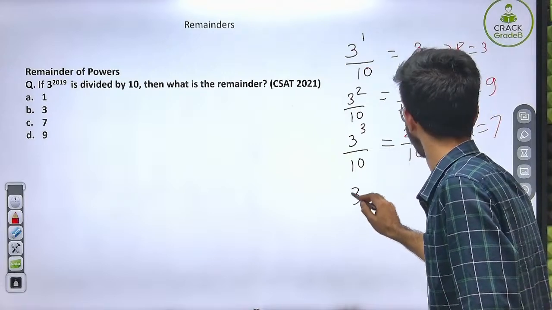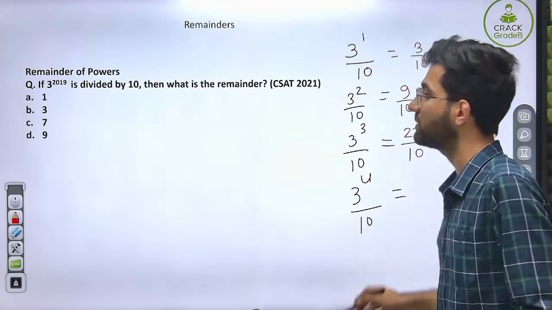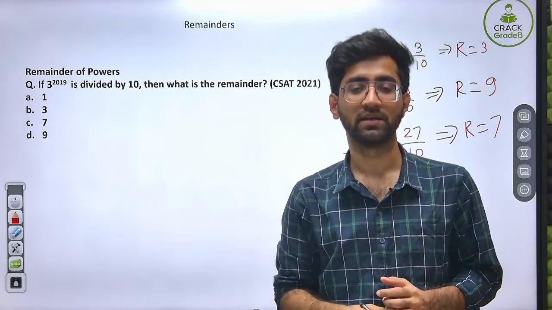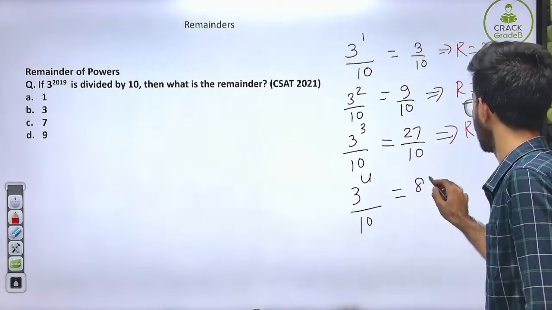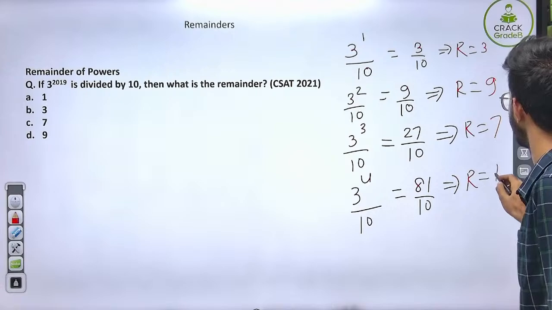Then you divide 3 to the power 4 by 10. So tell me, what is 3 to the power 4? 3 to the power 4 is 81. So 81 by 10, what will be the remainder? The remainder will be equal to 1.